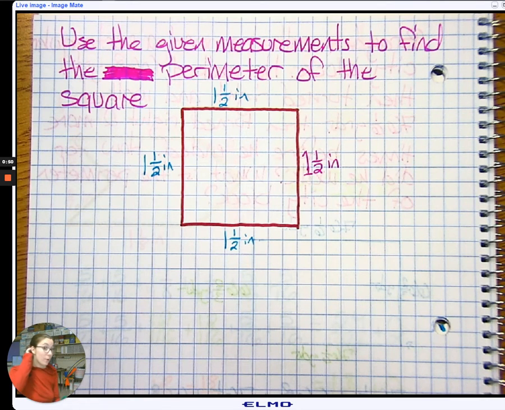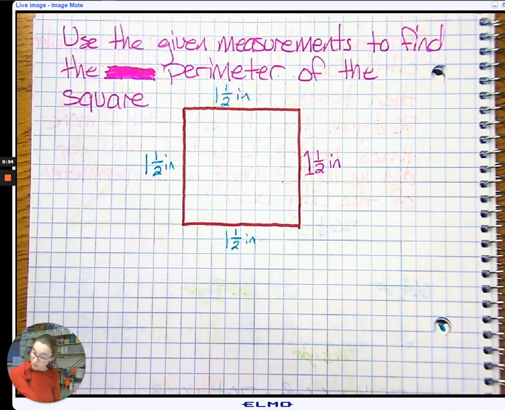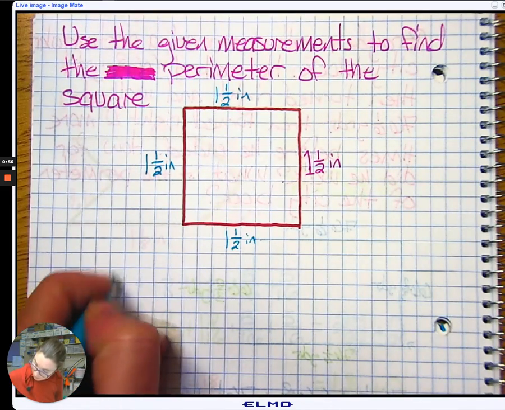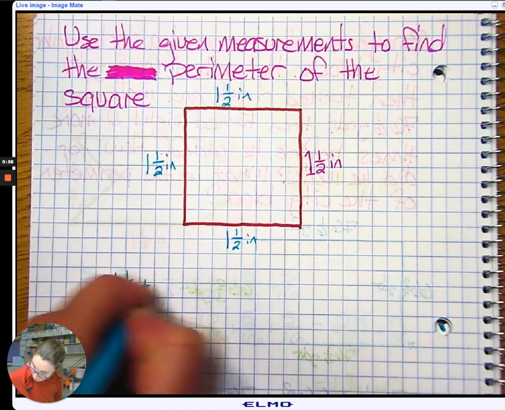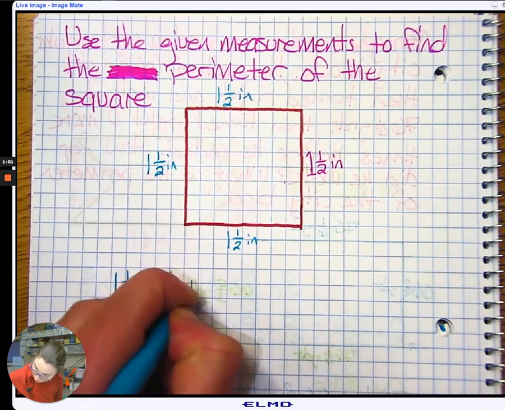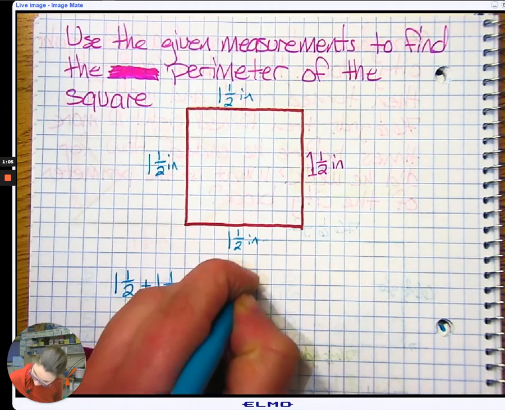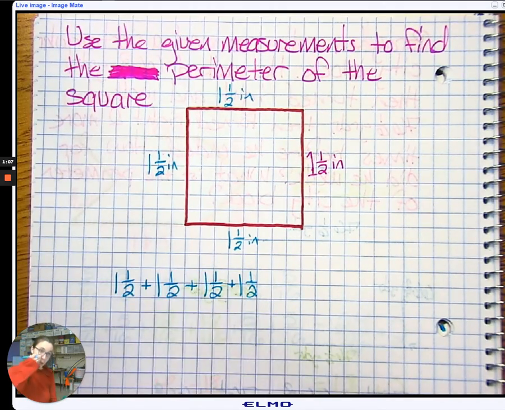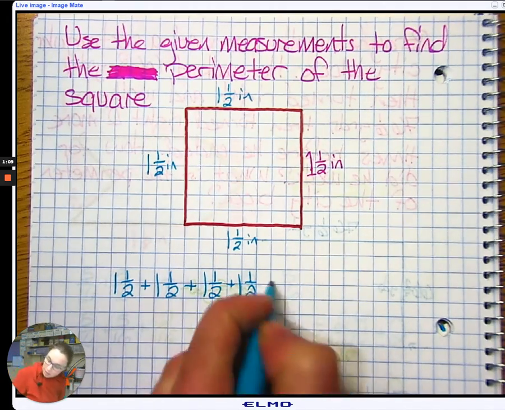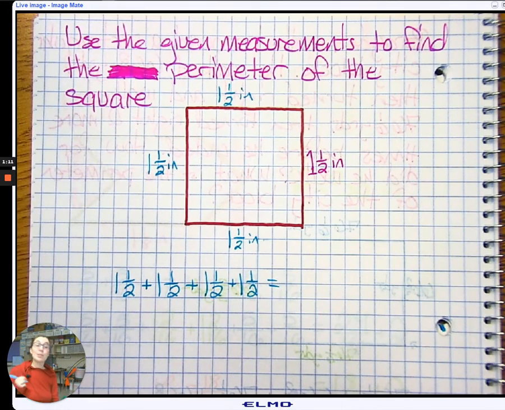So, how are we going to find the perimeter of the square? We're going to add all 4 of these up. So, let's write that out. 1.5 plus 1.5 plus 1.5 plus 1.5. And I'm going to stop there because that's 4 and I don't need to add any more. Lucky me, with squares, I don't have to find a common denominator.